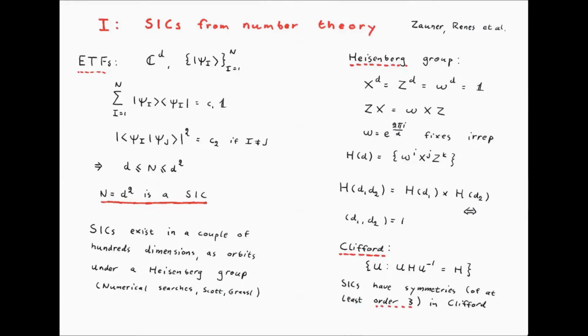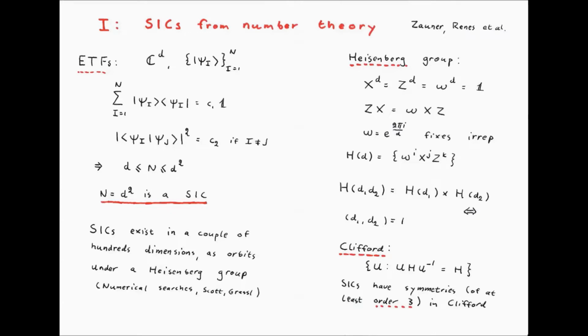The Heisenberg group I will be using is this one, which was considered by Weyl in his famous book. So it's generated by 3 elements of order D. Omega belongs to the center of the group and can be represented as a root of unity. And then the general group element looks like this.